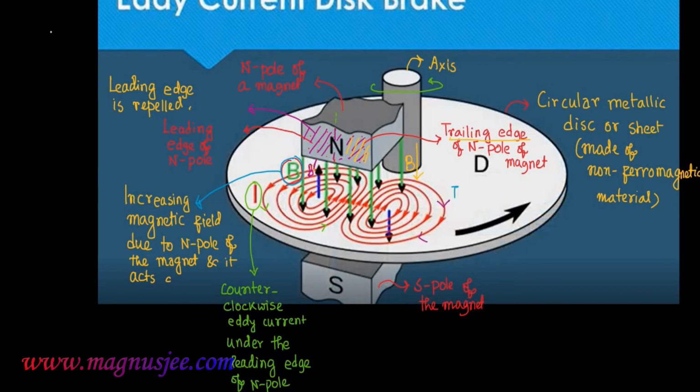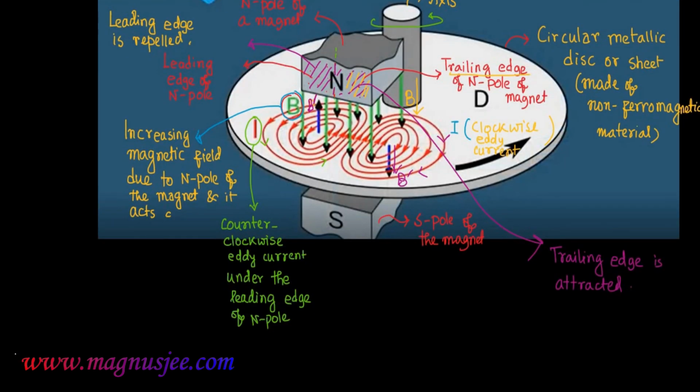And again, eddy current I will be flowing in clockwise direction in the circular metallic disc just below the trailing edge of the North Pole. I is flowing in clockwise direction below the trailing edge of the North Pole, and in this case the trailing edge of the North Pole will be attracted.